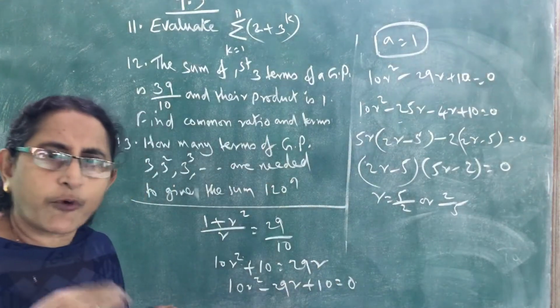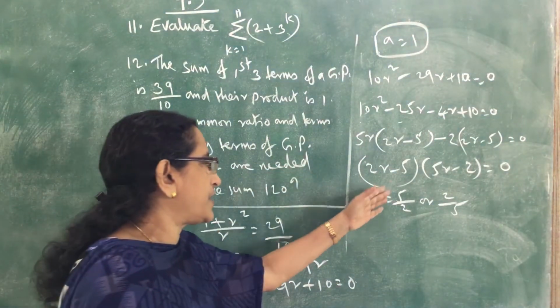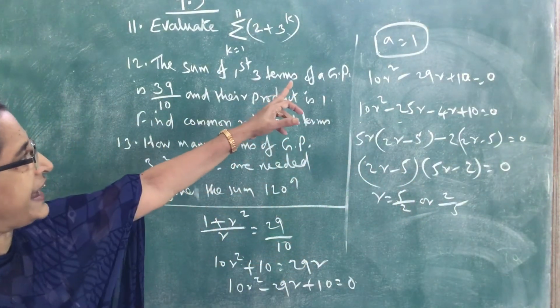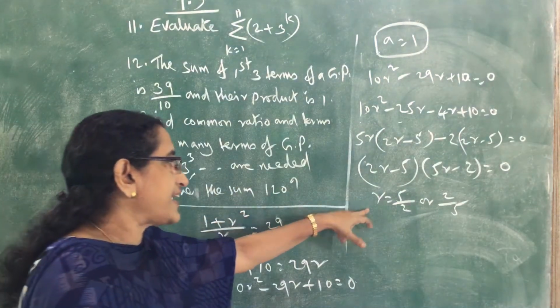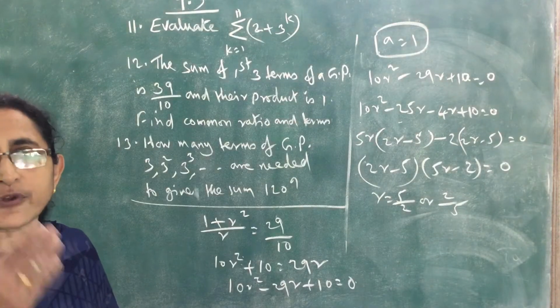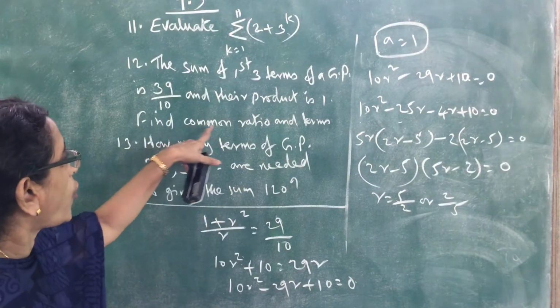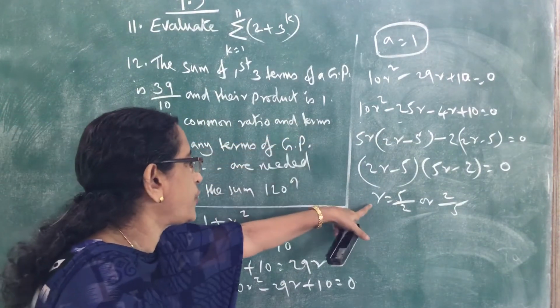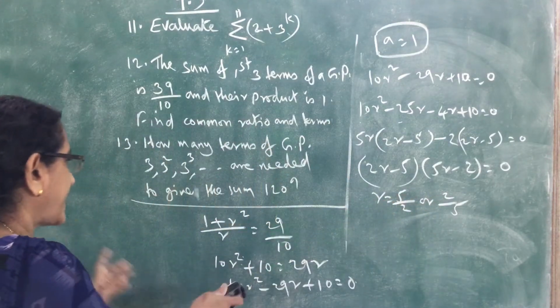Now we have to consider both the values of r. a has only one value, r has two values. Corresponding to each value we have to write the terms. Find the common ratio and the terms. Now we can write the terms.